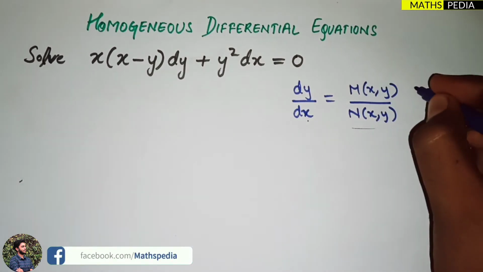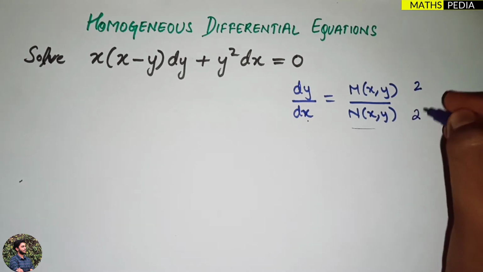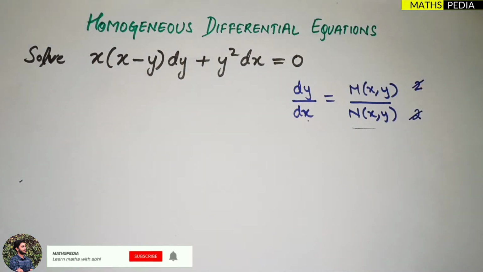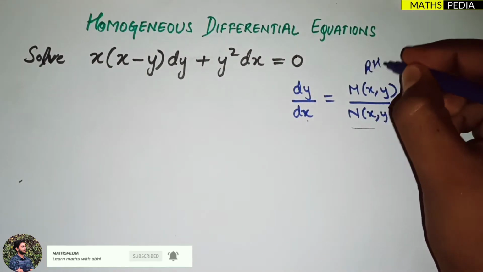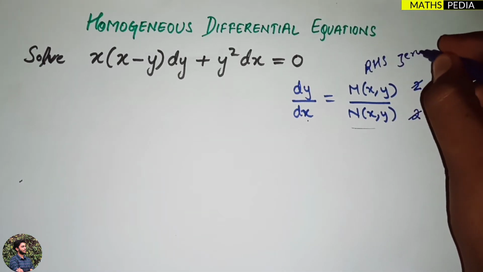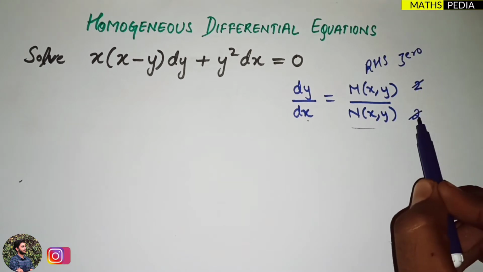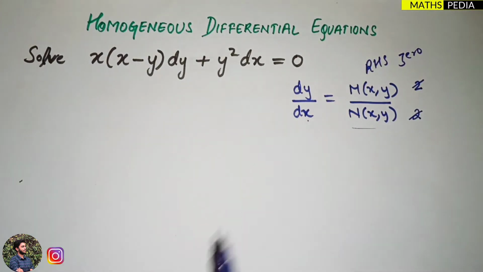If the numerator has degree 2, the denominator also should have degree 2, such that these degrees get cancelled and the degree on the RHS is 0. That means the degree of the numerator should be the same as that of the denominator. So we'll solve this question and see.